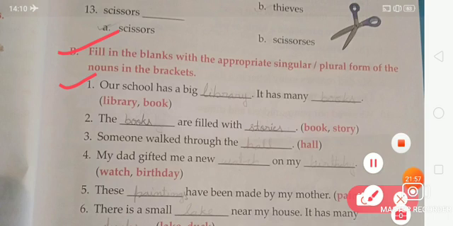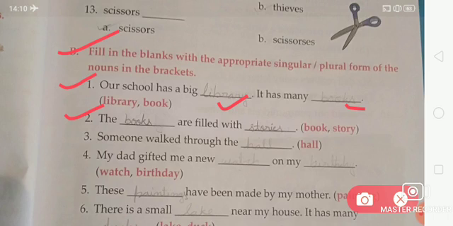So first is, our school has a big dash. It has many dash. So here are two examples, library and books. So on first blank we will write library. Our school has a big library and it has many books. Okay. Second is, the dash are filled with dash. So we will write the books are filled with stories.